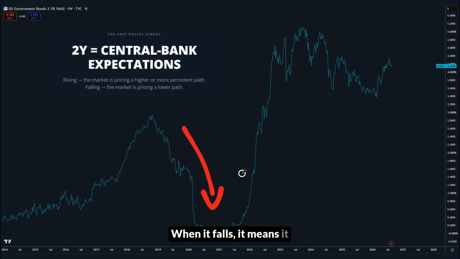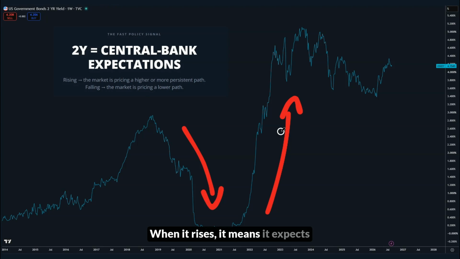When it falls, it means it expects interest rates to fall. When it rises, it means it expects the interest rates to rise accordingly. This is the 2-year yield. It's basically a straightforward instrument that prices what the central bank is going to do next.